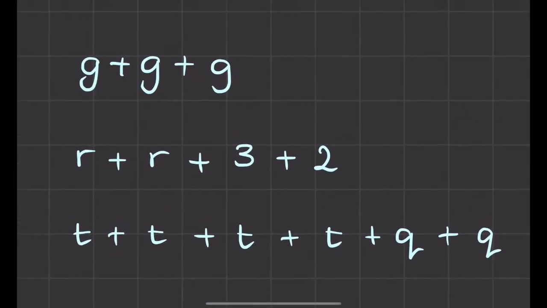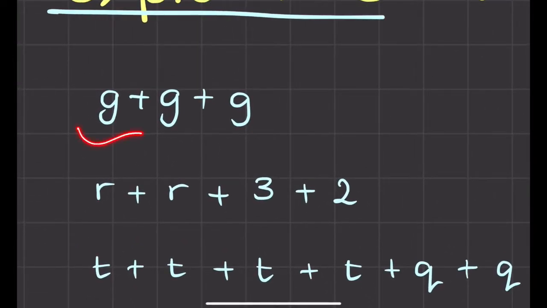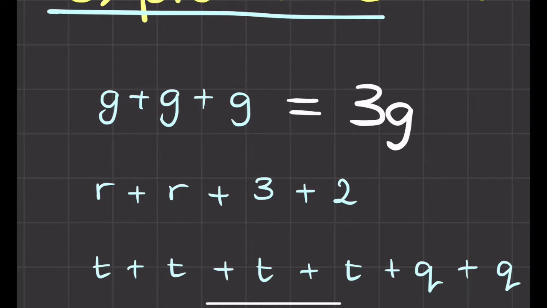So you'll notice there that we've got 3 of the same thing here. These are all g's, aren't they? So actually I can say I've got 3 groups of g. I've got 3 multiplied by g, and these are equal, aren't they? If I have 3 g's, that's the same, isn't it, as having 3g.